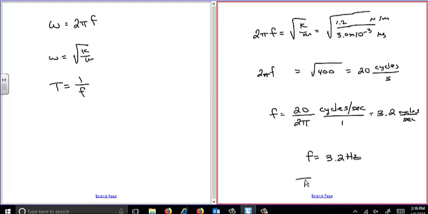And then T is 1 over frequency. So you get 1 over 3.2 hertz. 1 divided by 3.2 is 0.31. Period is time, so it's 0.31 seconds.